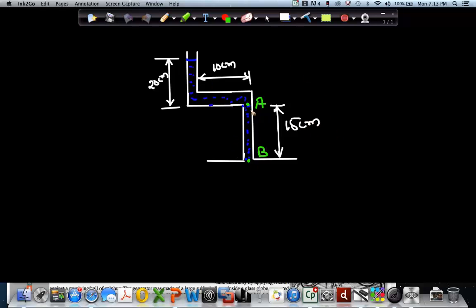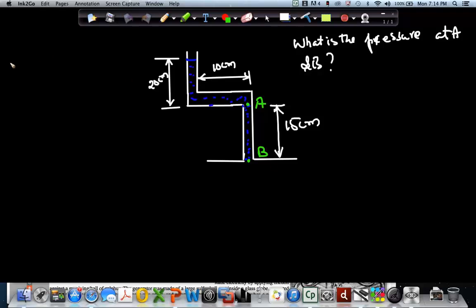I want to know what's the pressure here and what's the pressure here. What is the pressure at A and B? That's a question, right? Now, if I want to find the pressure at A, what should I know? The length and breadth of it. No, what length and breadth of it? If I want to know the liquid pressure at a point, what all things should I know?